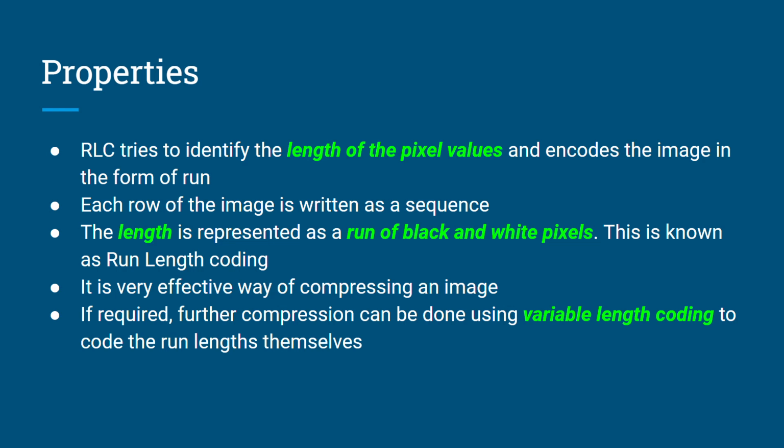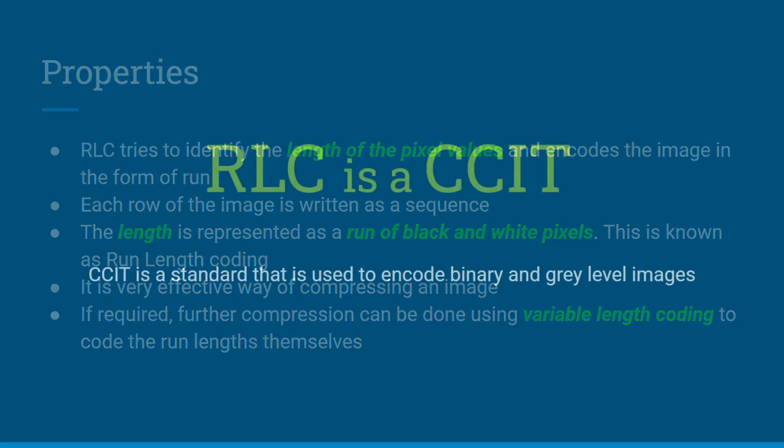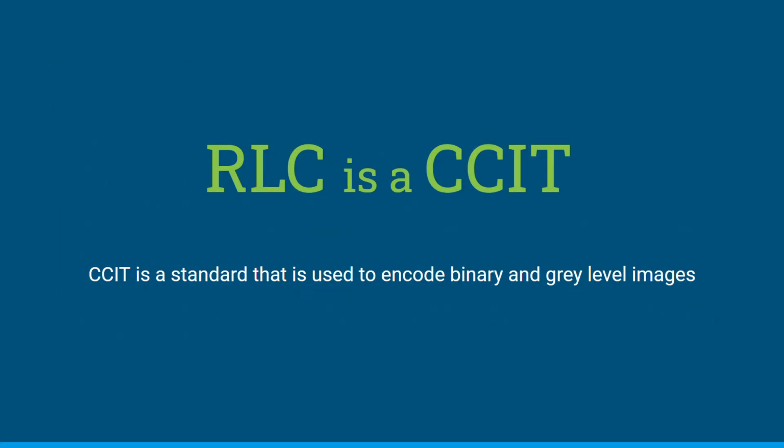This is also a very effective way of compressing an image, and if required, further compression can be done using variable length coding to code the run lengths themselves. Now, RLC is a CCITT standard. What is meant by CCITT? CCITT is the Consultative Committee of International Telegraph and Telephony. CCITT is a standard that is used to encode binary and gray level images.